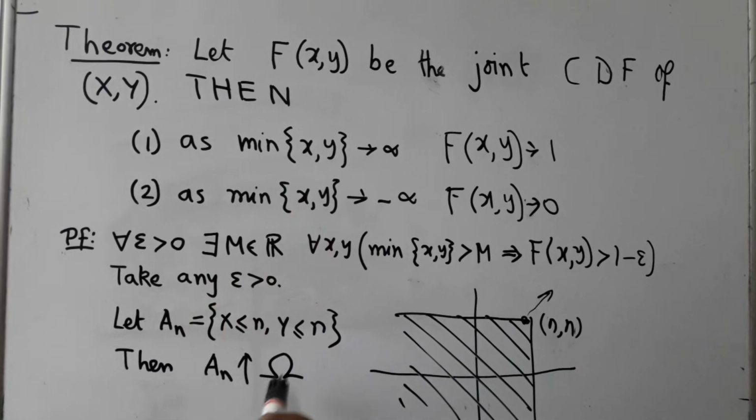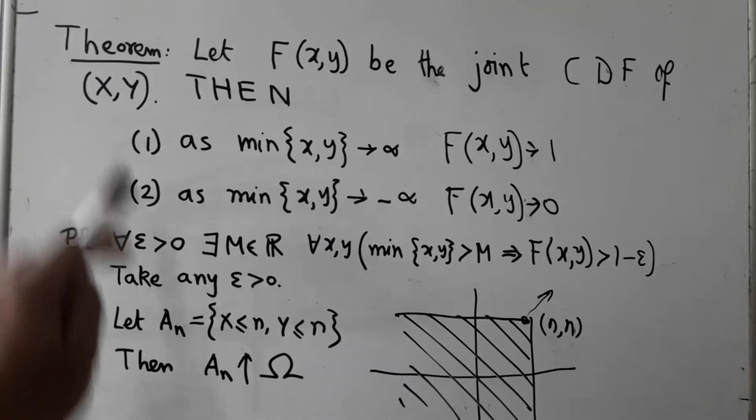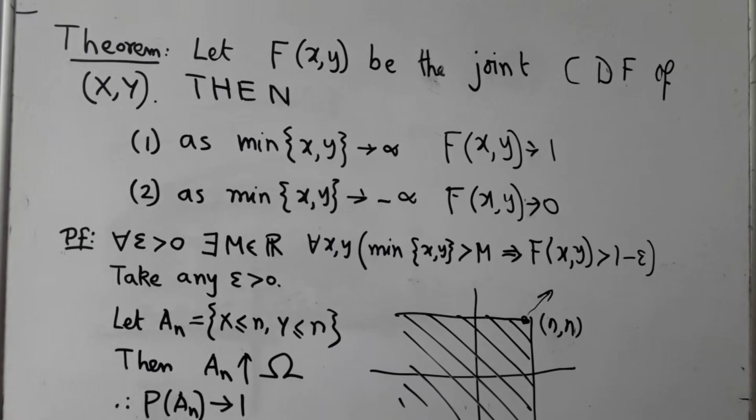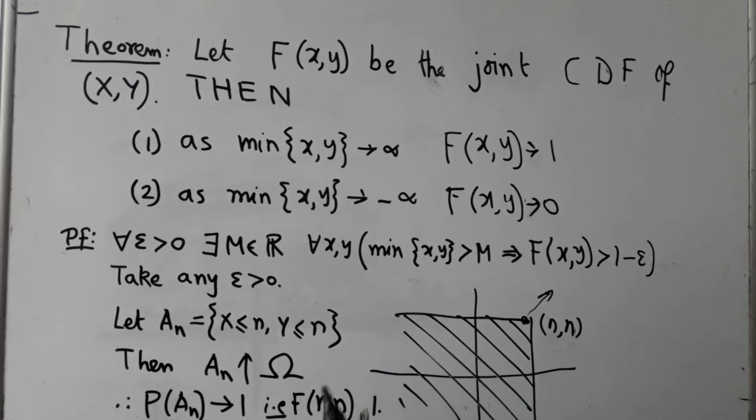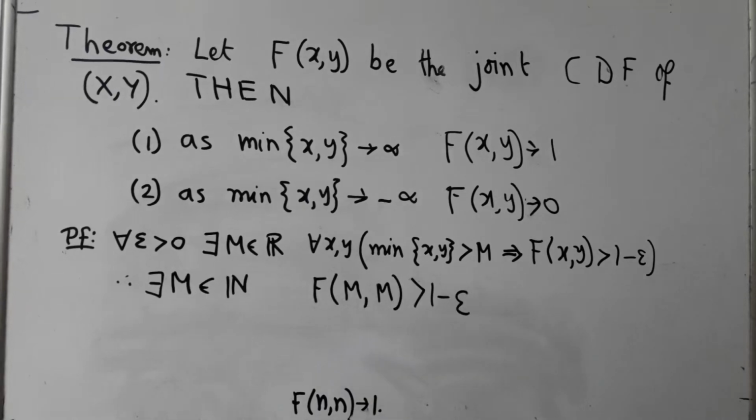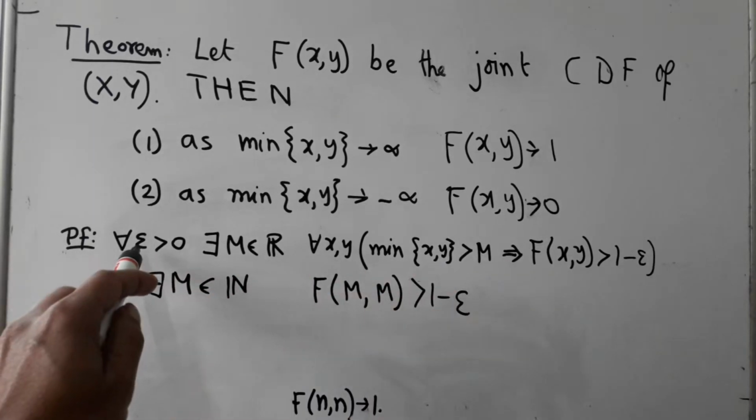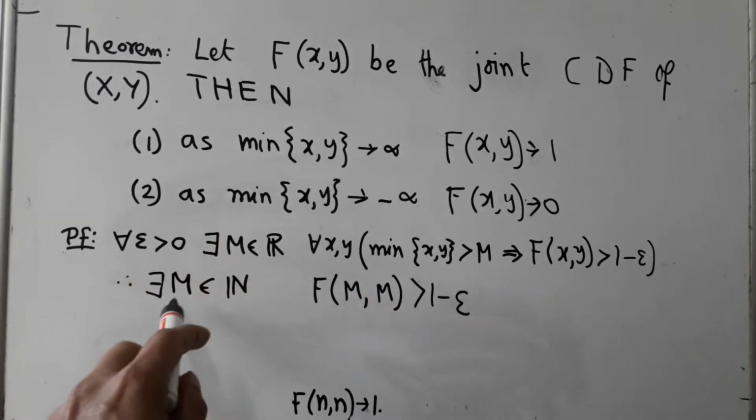Then these sets obviously increase to the entire space omega. Here omega is where the random variables X and Y are defined. So by the continuity of probability result, I have this. Because it is countable, now I can use the continuity of probability. And so F of n comma n, that limit is equal to 1. So from this condition, I can get a capital M in natural numbers such that F of M, M is close enough to 1. Now I was proceeding down this line, I had already taken epsilon, I am now choosing M, I will choose this particular M.